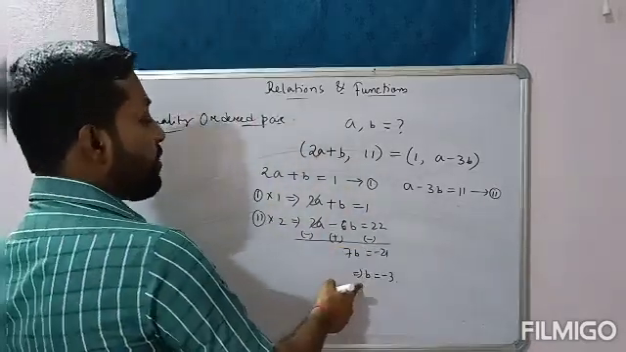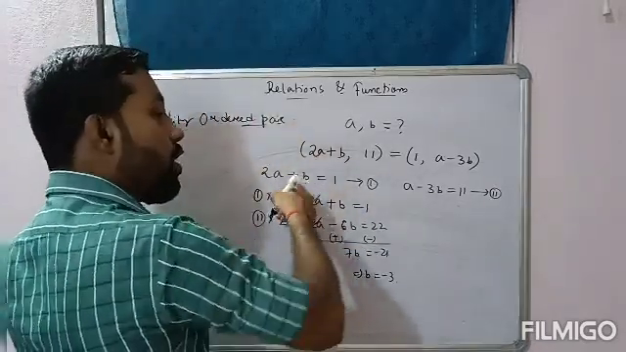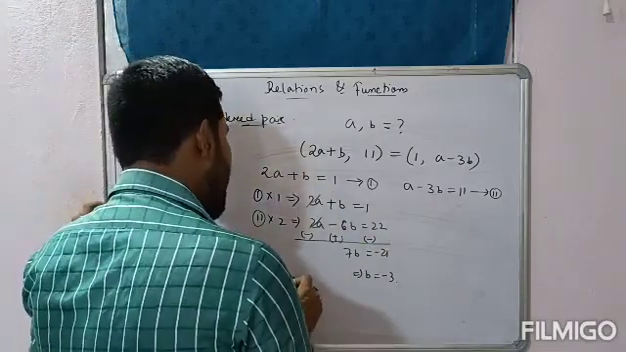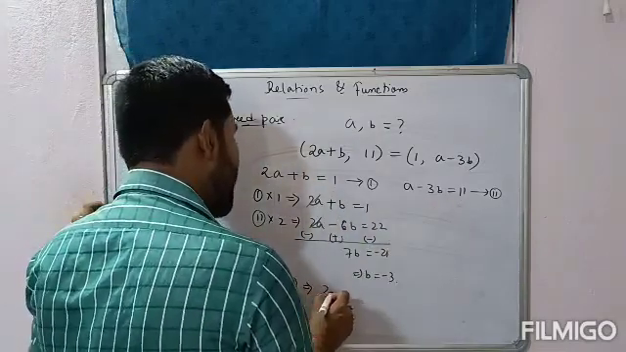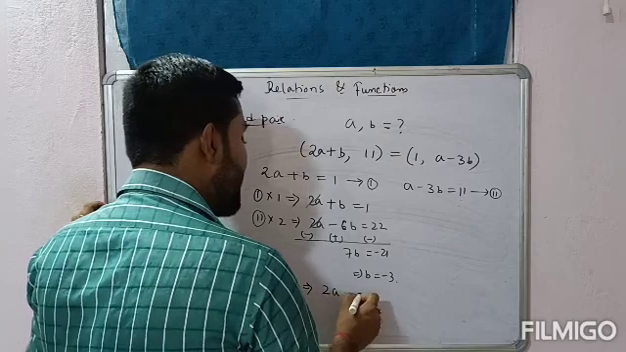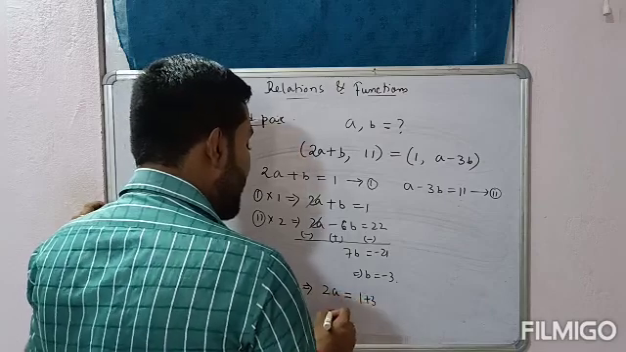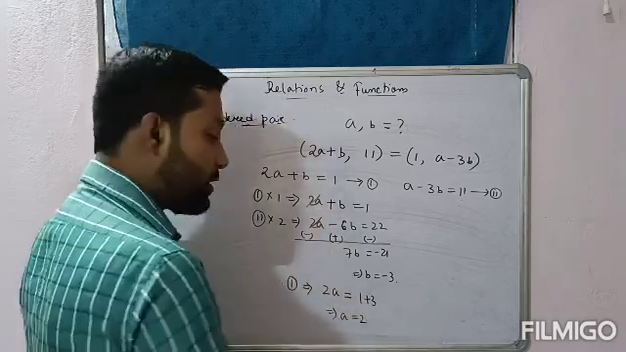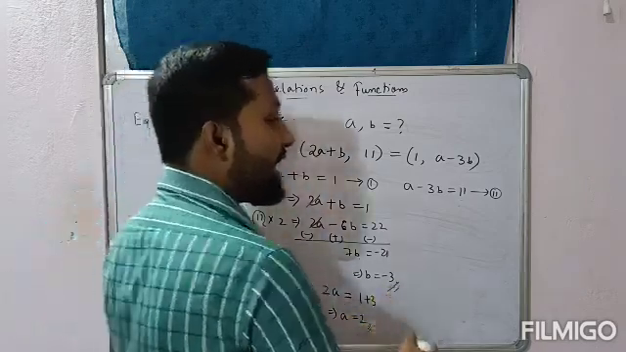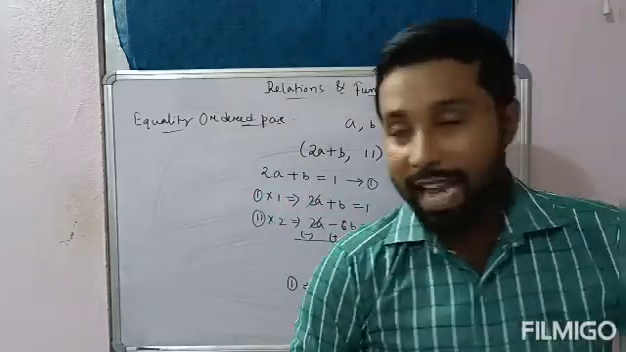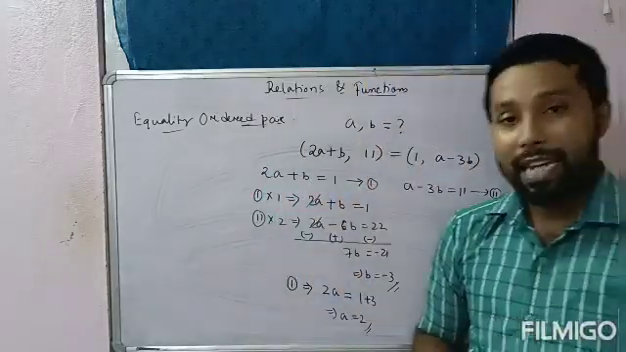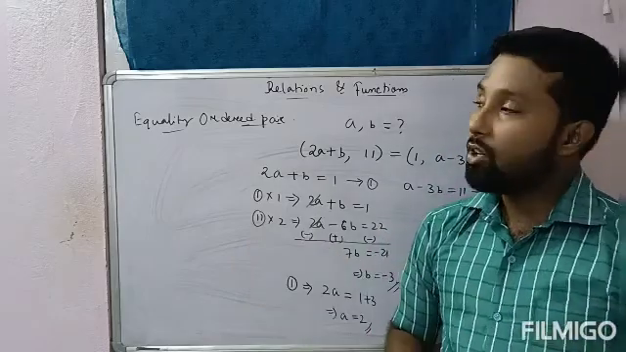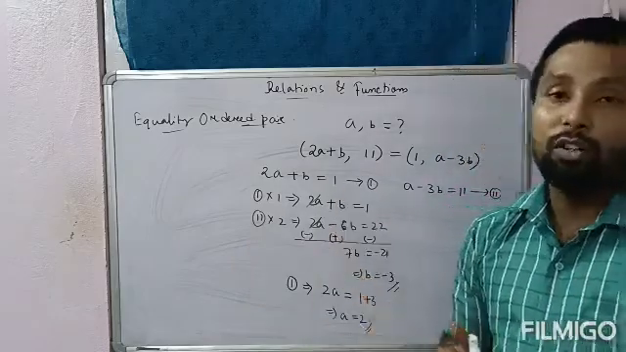Now put the value of B in the first equation or in the second equation. So if I put the value of B in the first equation, then see what will happen. 2A is equal to 1 + 3. 2A equal to 4 means A is equal to 2. So these are the values of A and B. Okay. So like this we can equate the components. So this is called equality of ordered pairs.